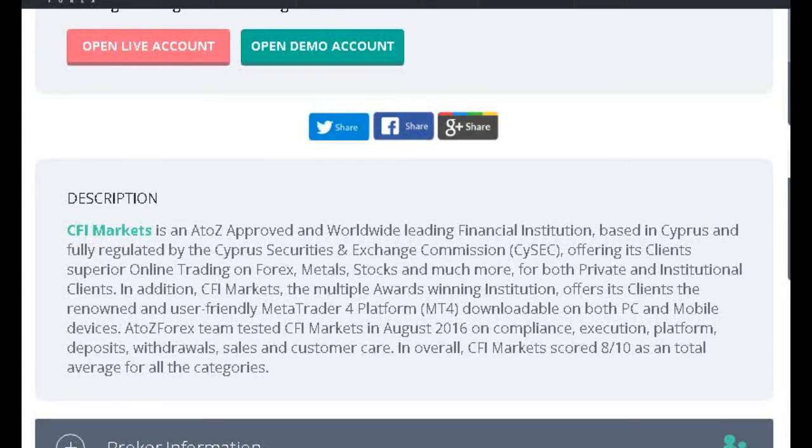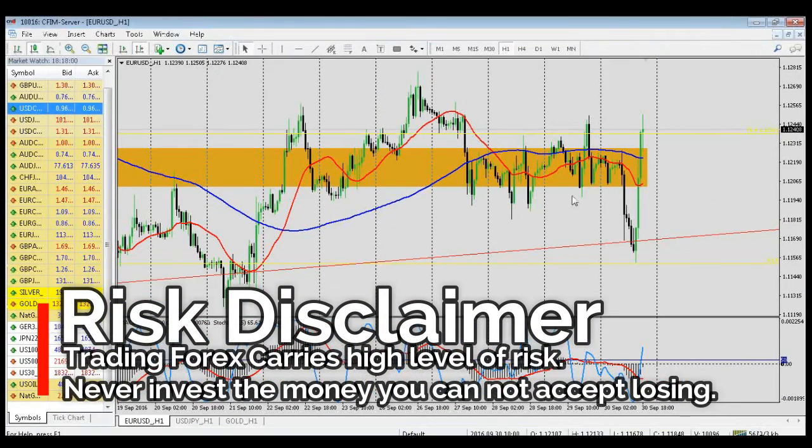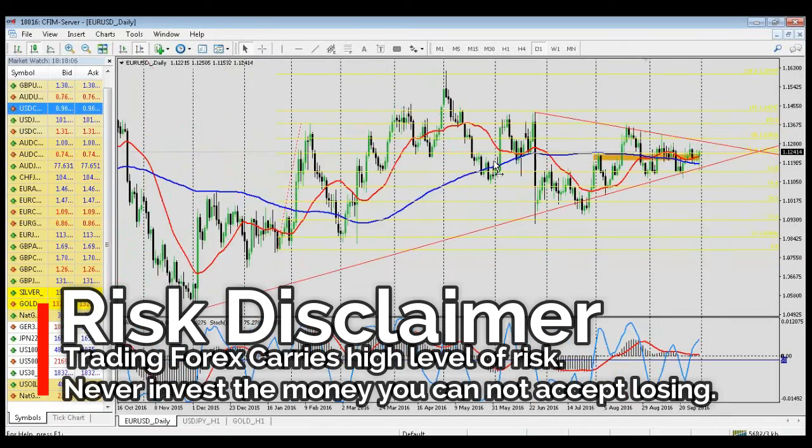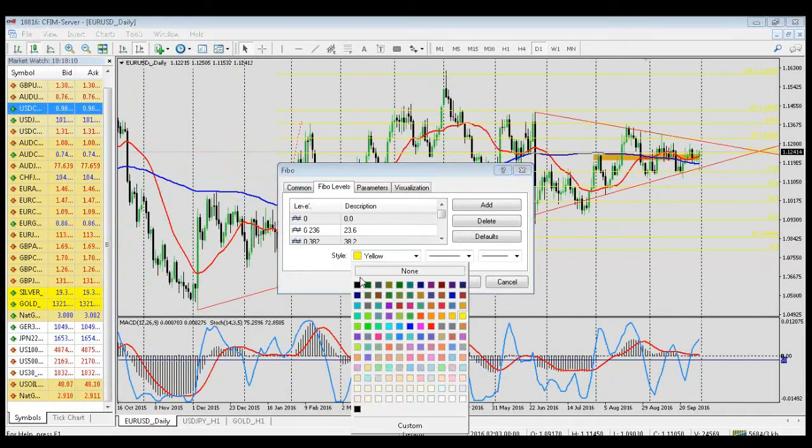That being said, as I promised, I'm going to be very fast touching base on euro dollar. And if we look into daily time frame, this is a Fibonacci wave that I have drawn. Let me change the color.